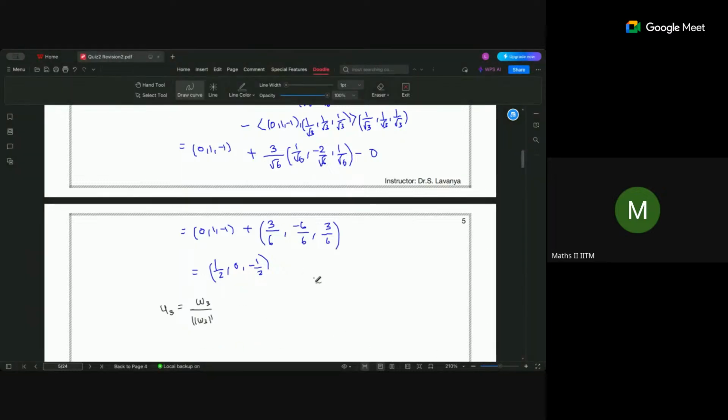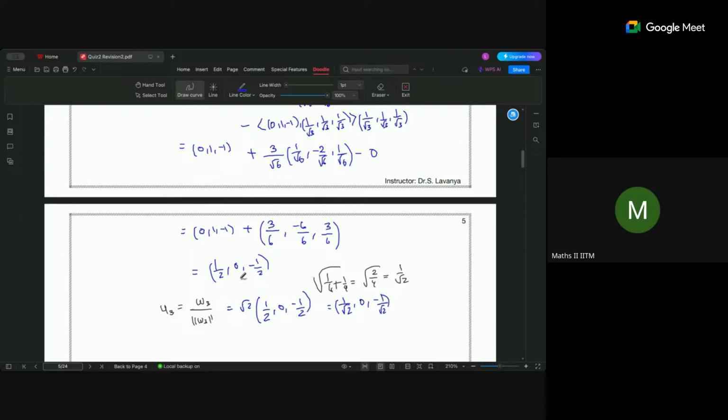Okay. So for the norm, 1 by 4 plus 1 by 4, so square root of 2 by 4. So square root, 1 by root 2, right? Yes. Okay. So this means now what we have to do? We have to simply multiply with root 2. So you have 1 by root 2, 0, minus 1 by root 2. Okay, so this is your U3.